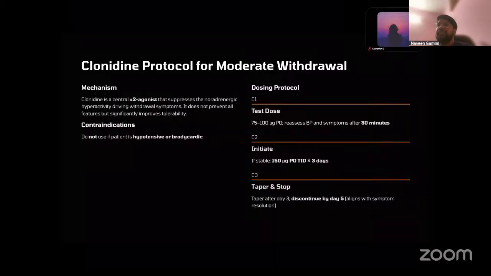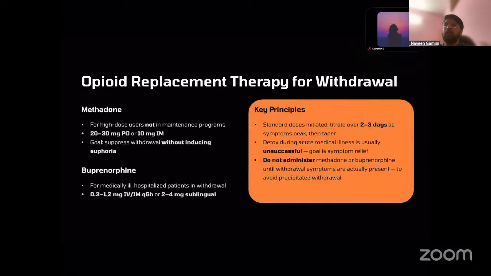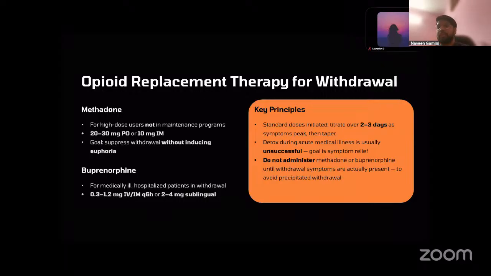The initiation will be 150 microgram per oral, which we give in 3 doses for 3 days. After 3 days, we slowly discontinue by day 5, because, as I was previously telling, the withdrawal symptoms usually last till 5 days. So by the 5th day, we can stop the taper and stop the clonidine, so the patient will not show any other withdrawal symptoms.